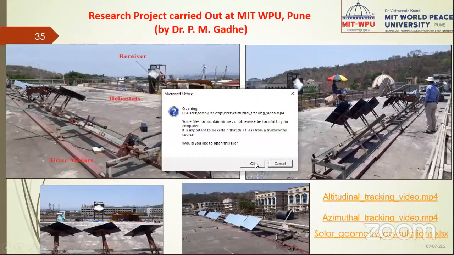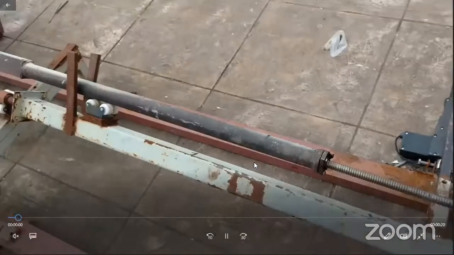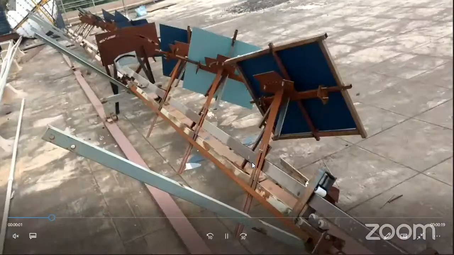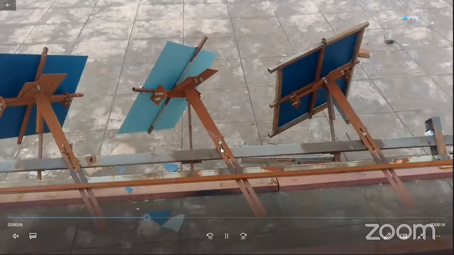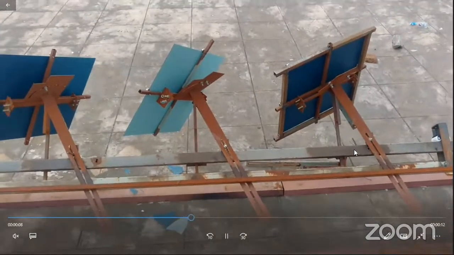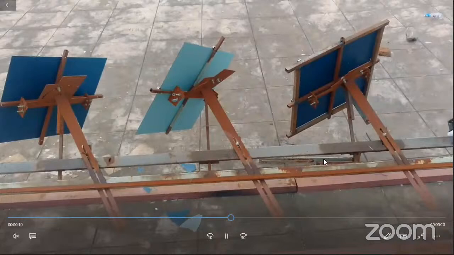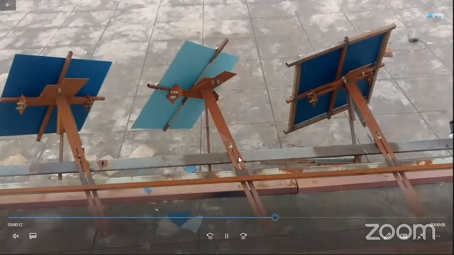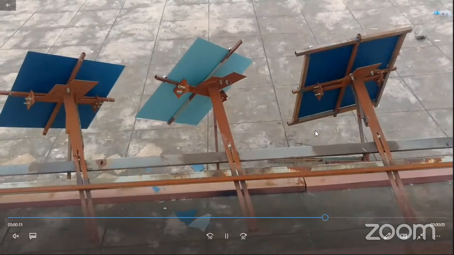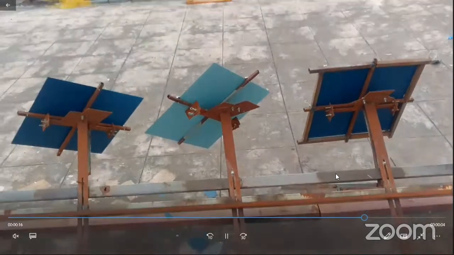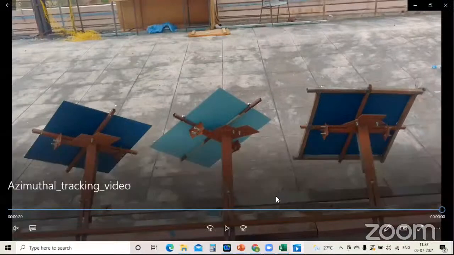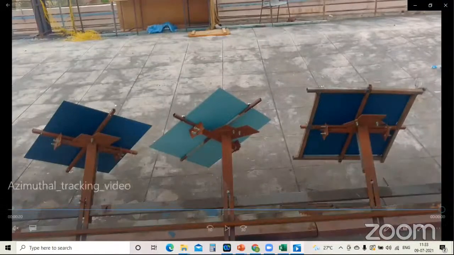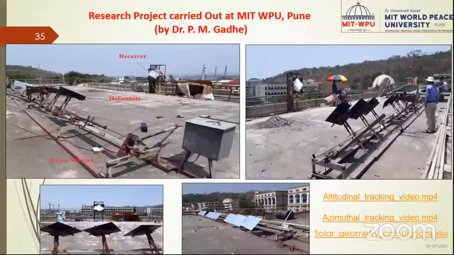Then we'll see the azimuthal tracking. So this is the azimuthal tracking. You can see that this is the arm to which the pin is connected, and this is the rotatable shaft. It is pushing this rod. You can see here that by the motor, it gets pushed. So with this movement, it is focusing on the receiver. So this is the azimuthal tracking, and it is done using only two motors. You can see the focus on the receiver.